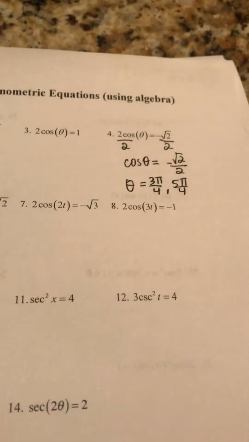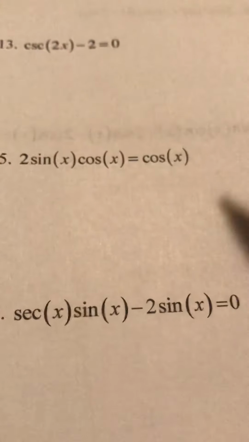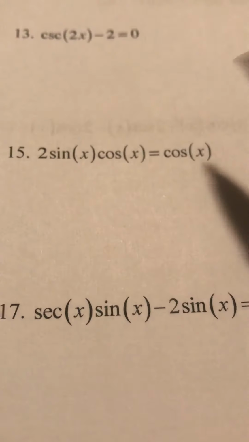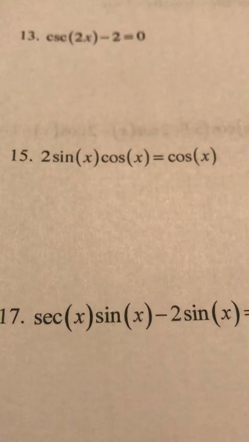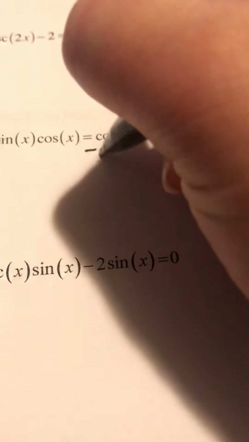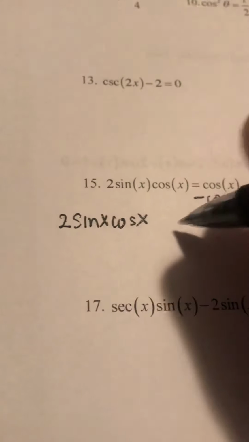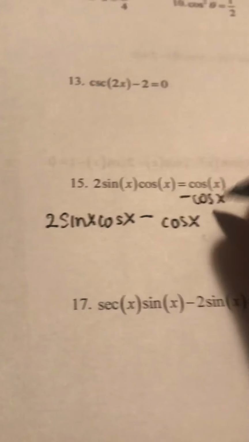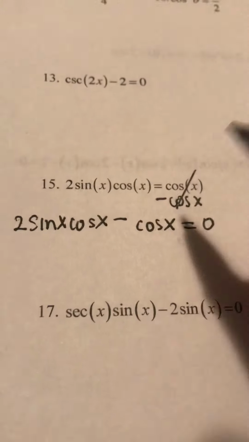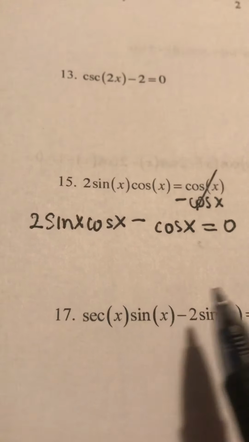Okay, let's kick it up a notch. Let's find a more difficult one. Here we go, number 15. On number 15, you have 2 sine x cosine x equals cosine x. What you should do on this problem is get everything to one side of the equation, meaning I'm going to subtract cosine x from both sides. So we get 2 sine x cosine x minus cosine x equals 0, because these cancel. Now we're left with this equation.